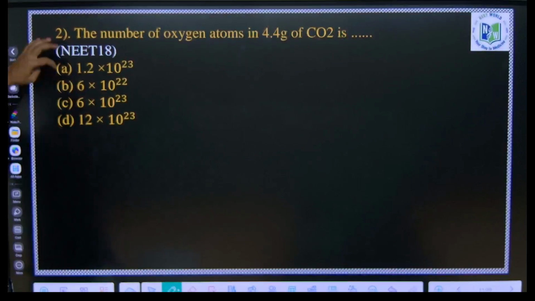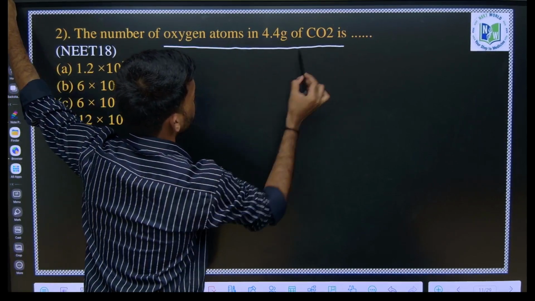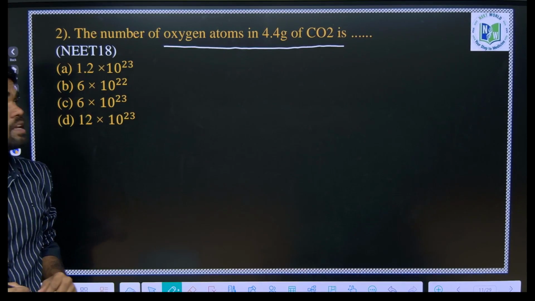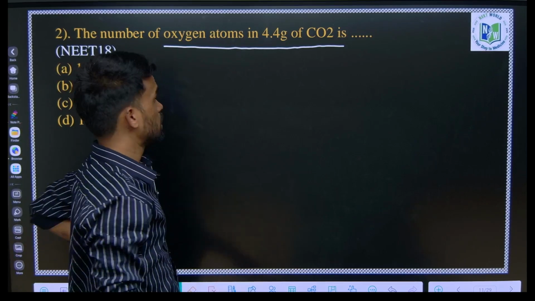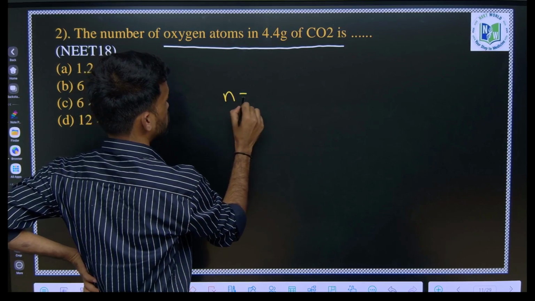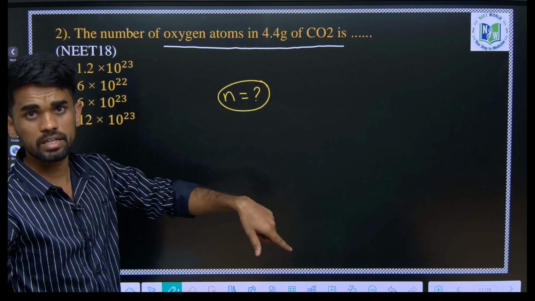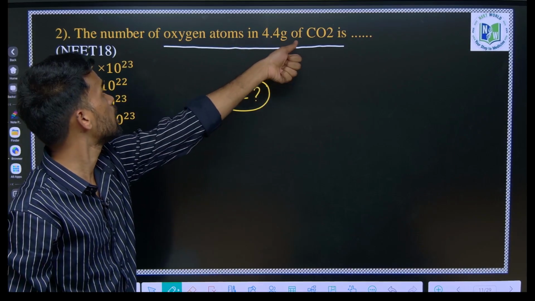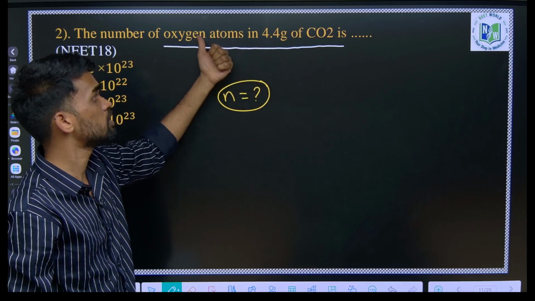Okay, so this is the NEET 2018 question. You can find this is very easy. See, number of oxygen atoms in 4.4 grams of CO2. So how do we find number of oxygen atoms in 4.4 grams of CO2? What is the first condition? First find number of moles. Then after finding this, convert it into number of particles, multiply with how many carbon atoms are there if they ask for carbon, or how many oxygen atoms are there if they ask for oxygen.